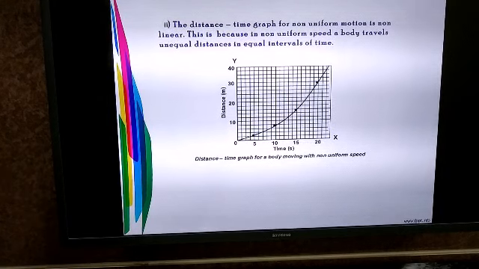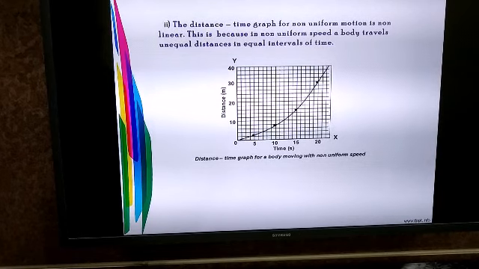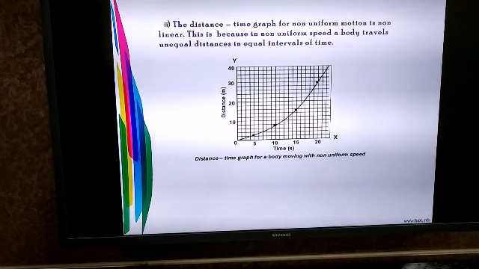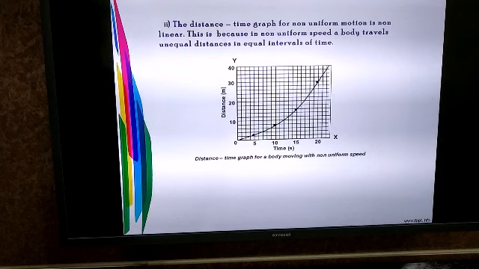This is a distance time graph for an object which is moving with non-uniform speed. Once again, the time is taken on the x-axis and distance is taken on the y-axis. Now since the object is covering unequal distance in equal intervals of time, we find that the nature of the graph is a curved line.